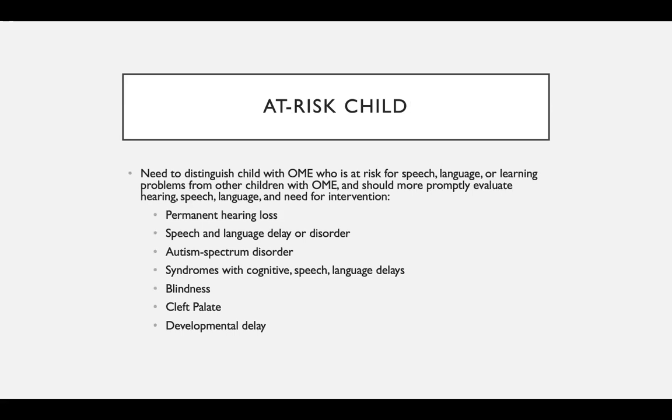So who is the at-risk child? These are children who we should identify early. So we need to distinguish the children with OME who are at risk for speech, language, or learning problems from those with OME who are not at risk. And these children should be more promptly evaluated in terms of their hearing, speech, and language, and also the need for early intervention. So the issues are permanent hearing loss, any kind of disorder that's associated with a speech and language delay, if they are on the autism spectrum already identified, if they have any syndromes with cognitive impairment, syndromes associated with blindness, cleft palate patients, and any other developmental delays.